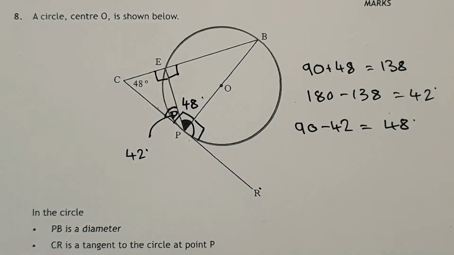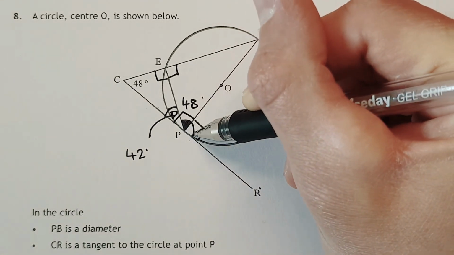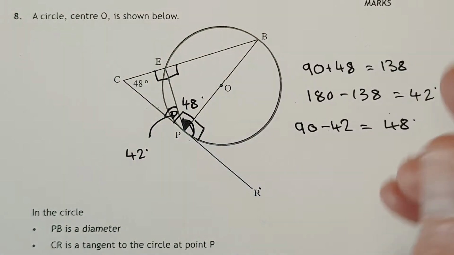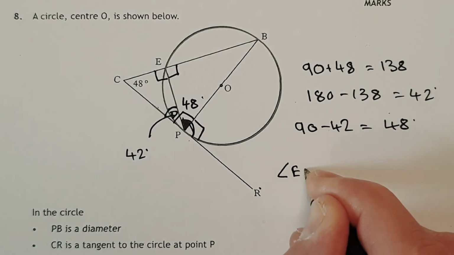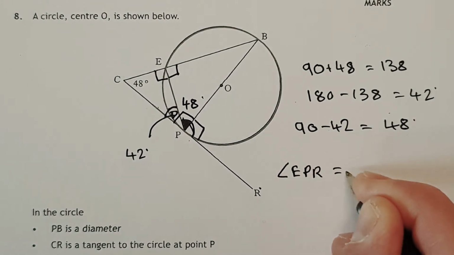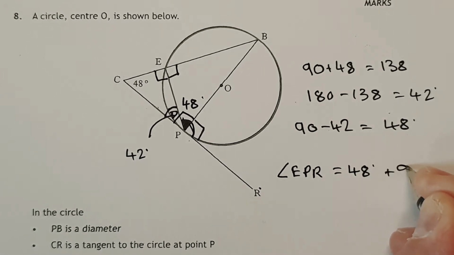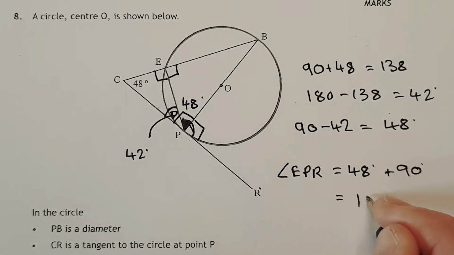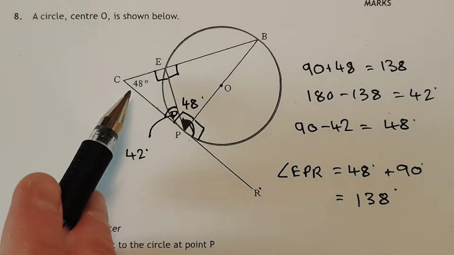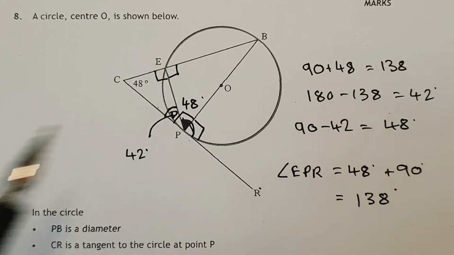Now if that's 48 degrees and we've also got this right angle here, that means we can overall find this angle EPR. So angle EPR is equal to 48 plus 90 degrees, and that is 138 degrees. Now it's important that you label it because we've got another angle that's 48 here, we've got some other 90 degree angles, etc. So it's important that you label up your angles and also mark them onto the diagram here. So 138 degrees is our final answer.